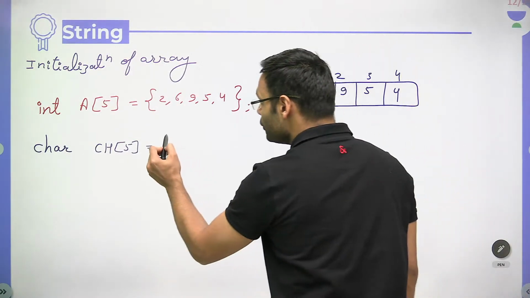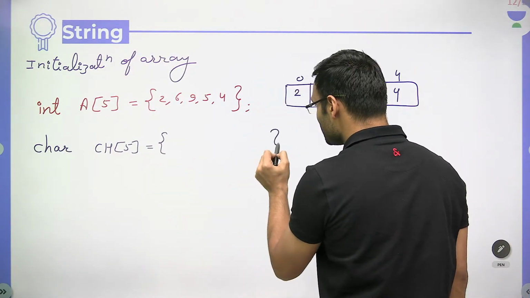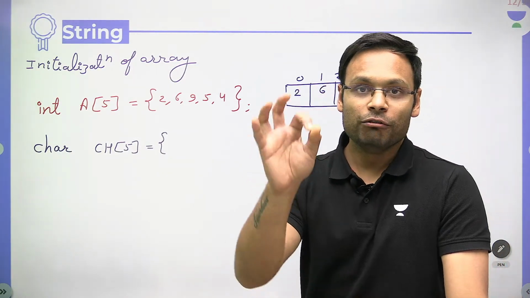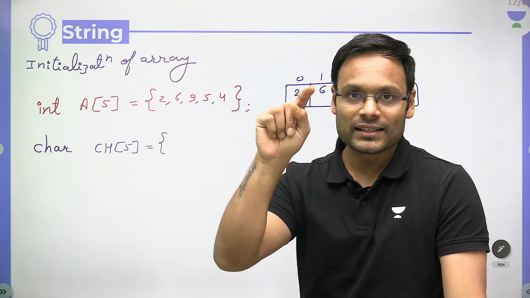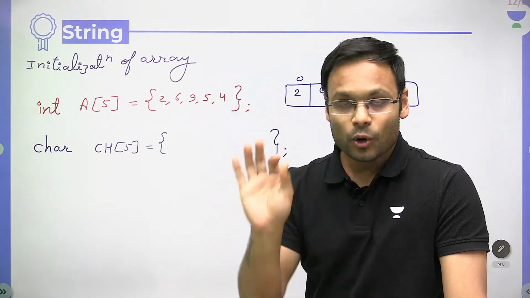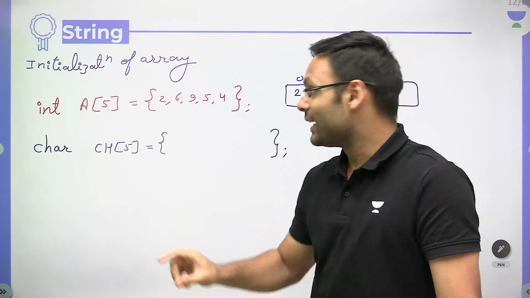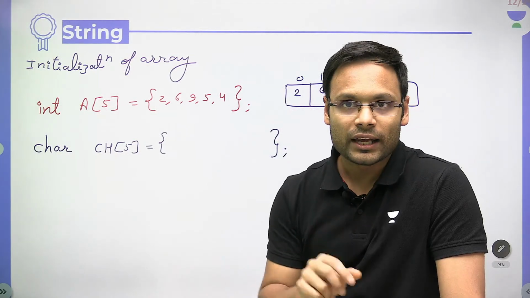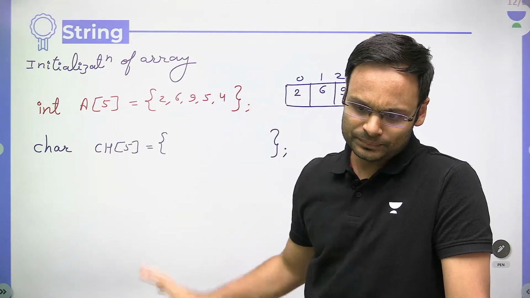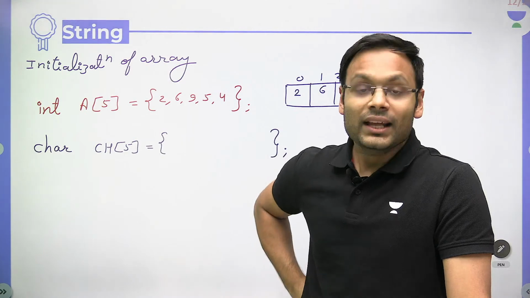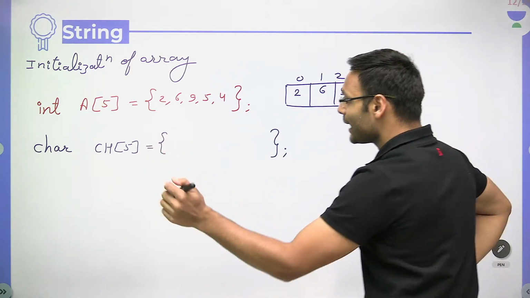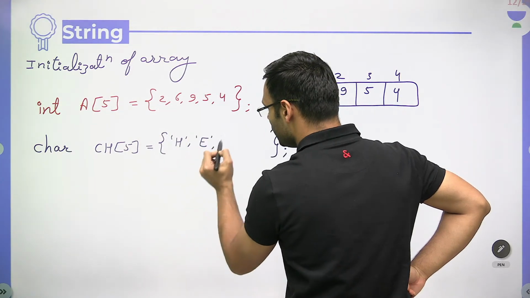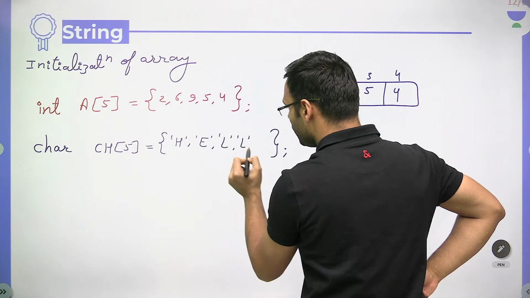Okay, if you don't know about this, then let me tell you one thing, dear students. A character value will always be represented enclosed in single quotes. Any character value you want to take, just like these integer values 2, 6, 9, you write it in single quotes. So what will you write? You will write first, let's say I have written HELLO.